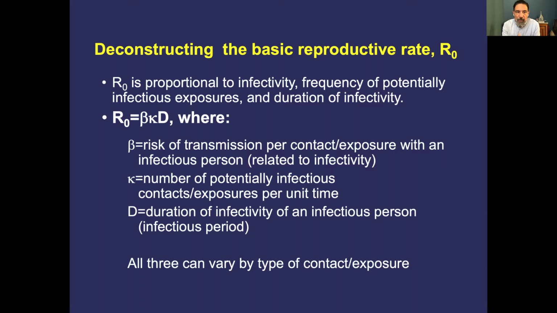And also, D is the duration of infectivity of an infectious person. So that relates to the infectious period. So you can imagine that the number of cases that each person could give rise to on average will be related to how long they're infectious. So if they're infectious for a long period of time on average, then there's more opportunity to continue to spread the infection. And all three of these things can really vary by contact and exposure, whatever the type of exposure is that we're talking about.